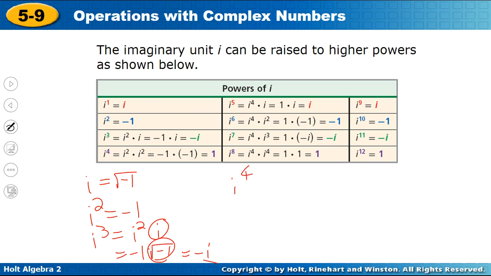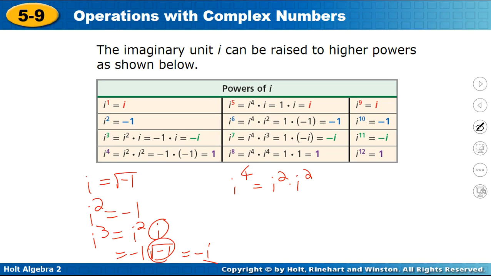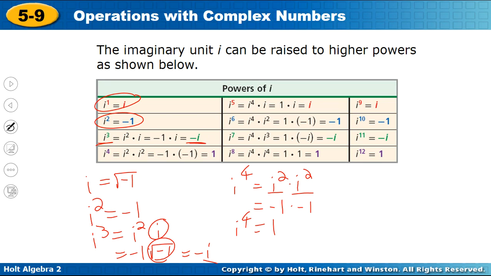i to the fourth power, think of this one as basically an i squared times an i squared. So i squared is -1, i squared is -1, so if you multiply -1 times -1, you have a positive 1. So i to the fourth power is a positive 1. You can see all of those here. i, the square root of -1, we call that i. i squared, we already know is -1. i to the third is negative i, and then i to the fourth is 1.